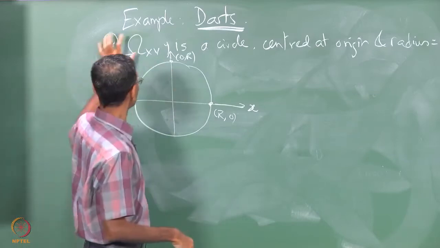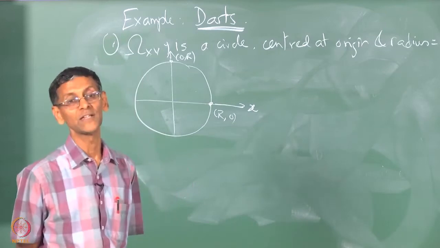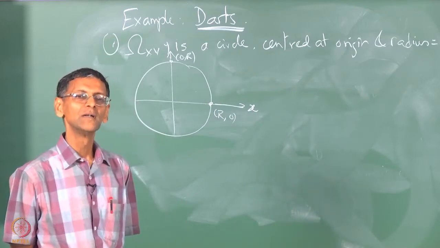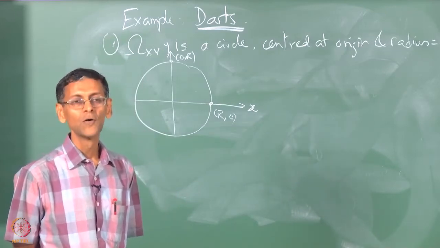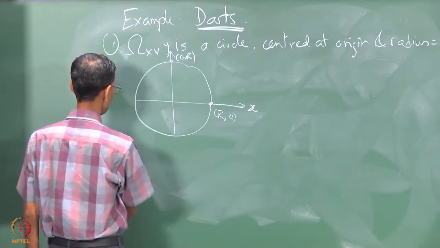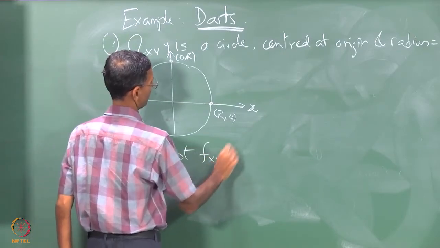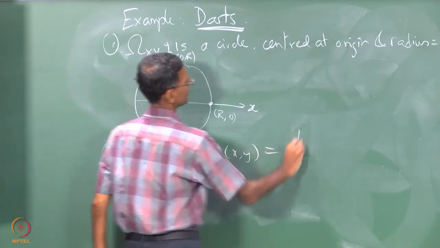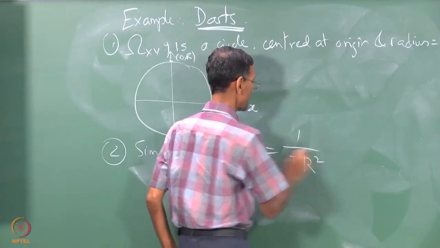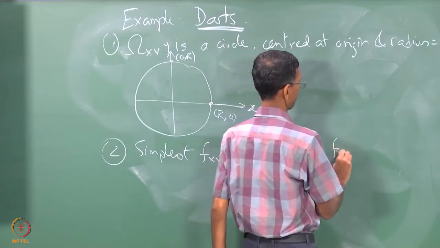Okay, fine, that only is omega x. What about fxy? What is the simplest model that you can think of? A uniform value for all of omega xy. The simplest fxy, I have to say, is 1 by pi r squared.